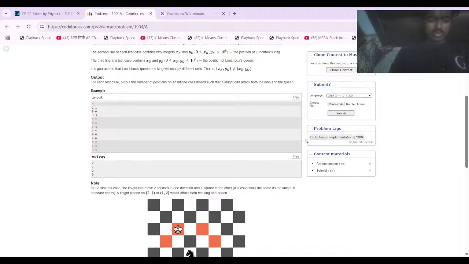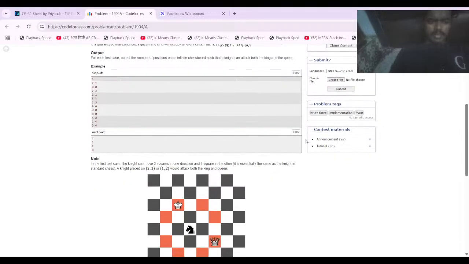So is it possible for me to do this for every such cell? That's not possible, because I have an infinite number of cells to attack from. So that is not feasible. Constraints are also very high, right?